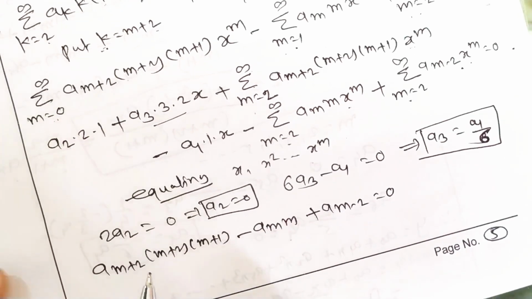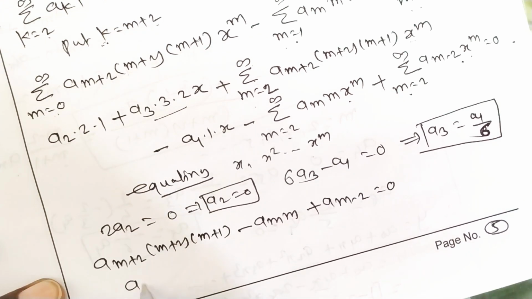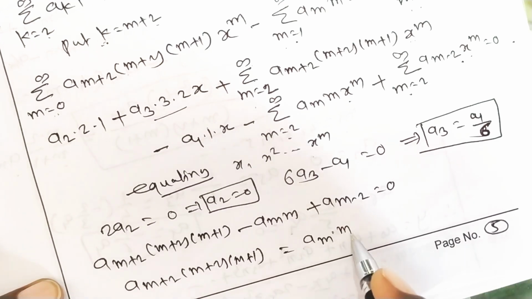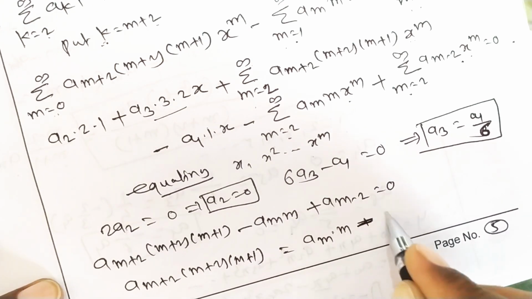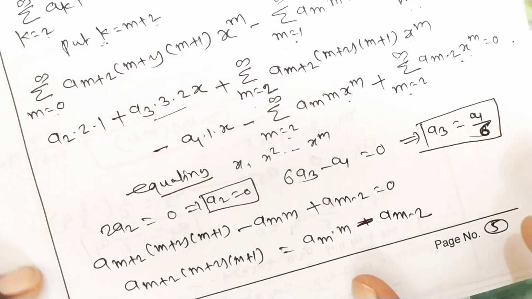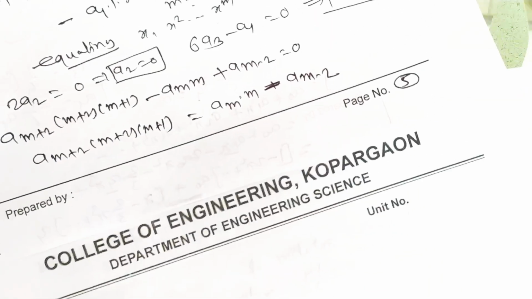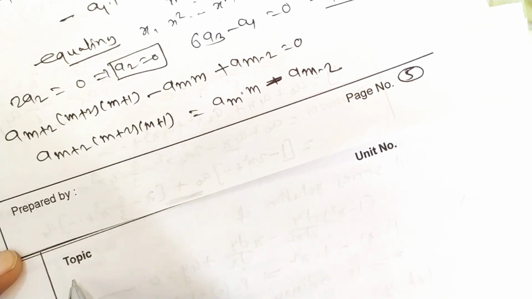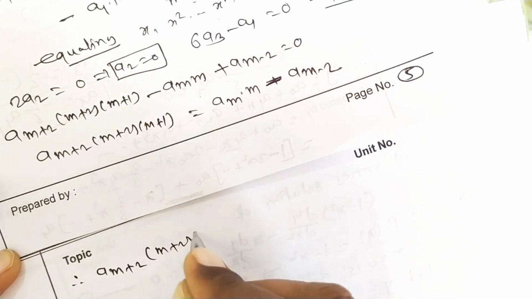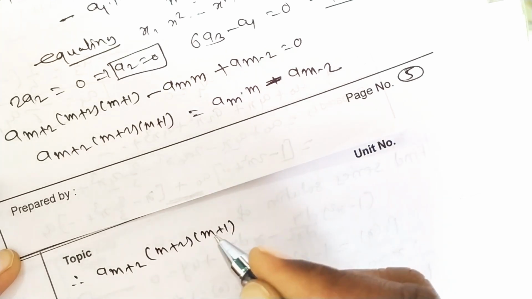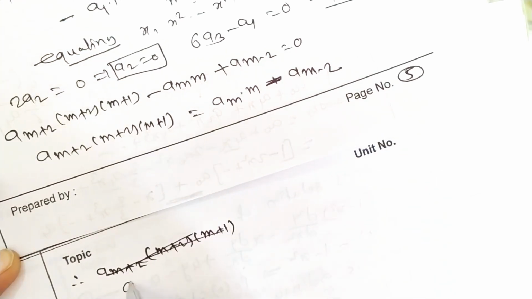and from this try to write the recurrence relation. So how do we write the recurrence relation now? That is a_(m+2) into (m+2)(m+1), okay, is equal to a_m into m minus a_(m-2), and therefore we have to write the recurrence relation here. a_(m+2) is equal to, therefore, divided by (m+2)(m+1). Yes, that we write directly here.